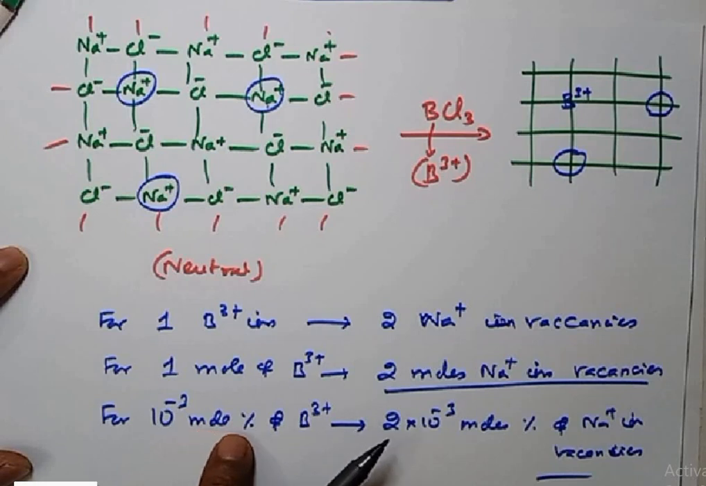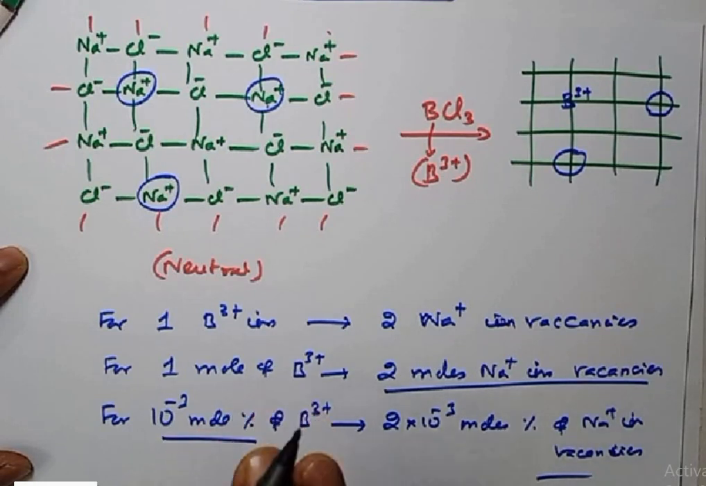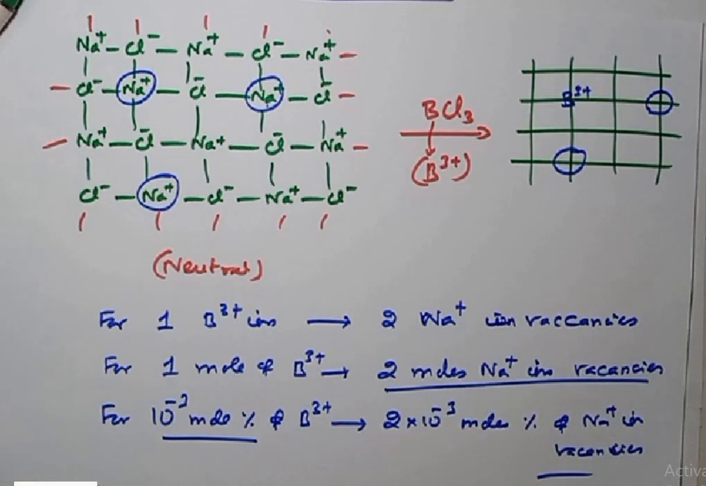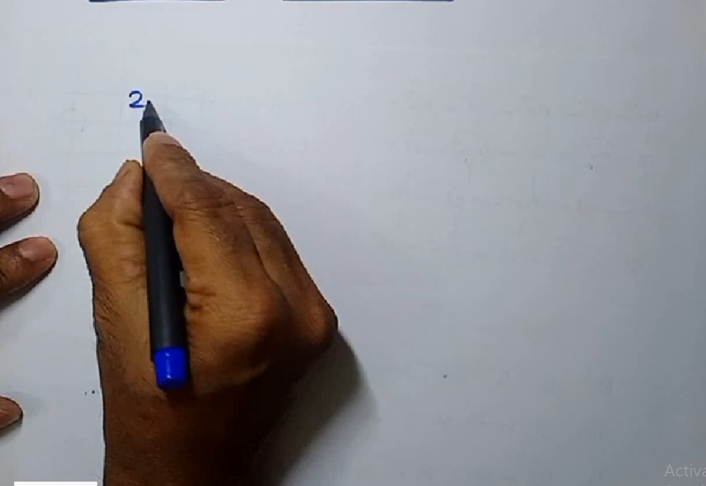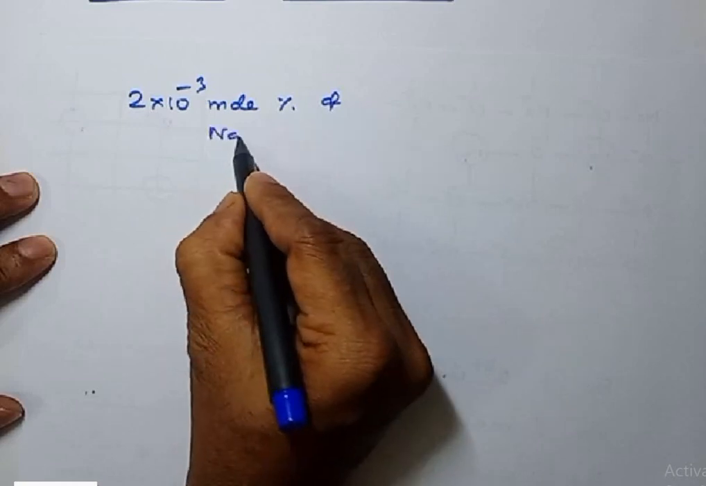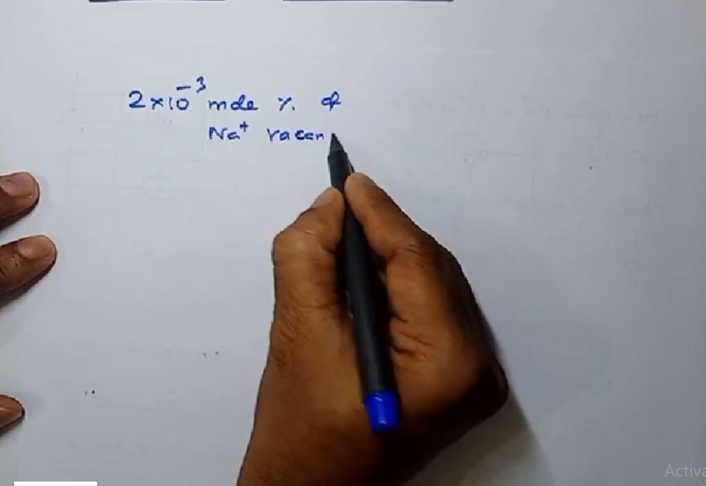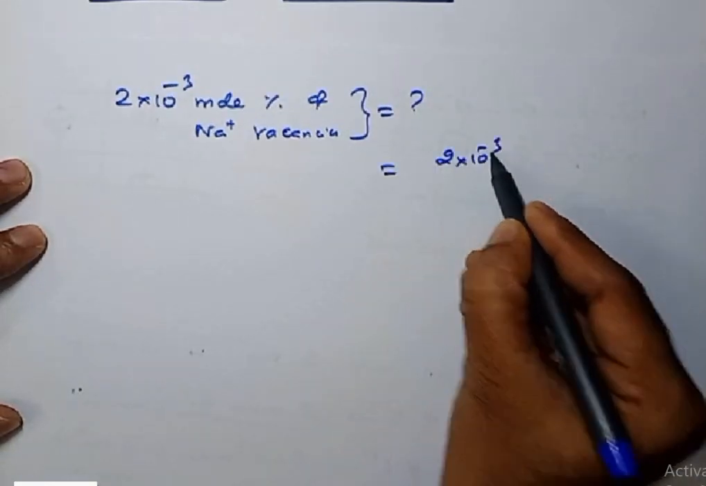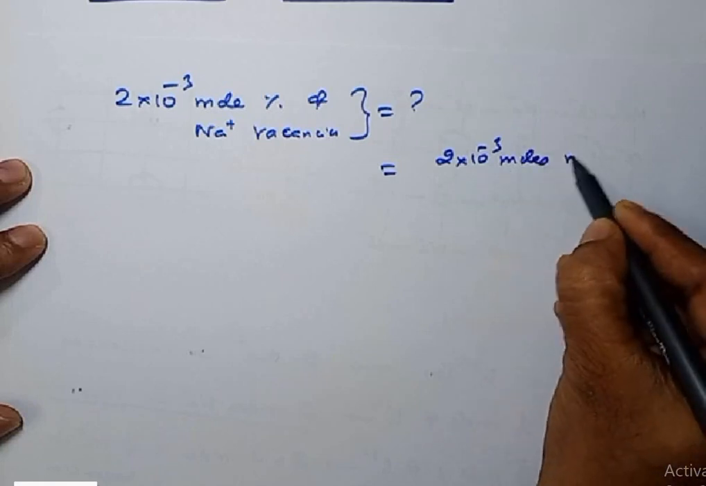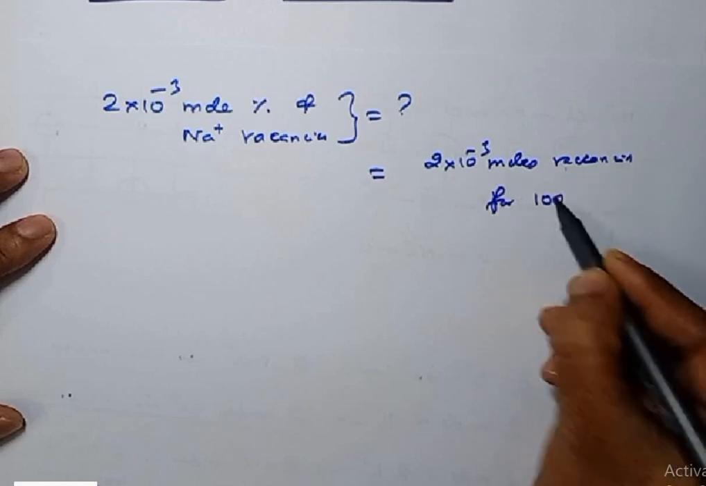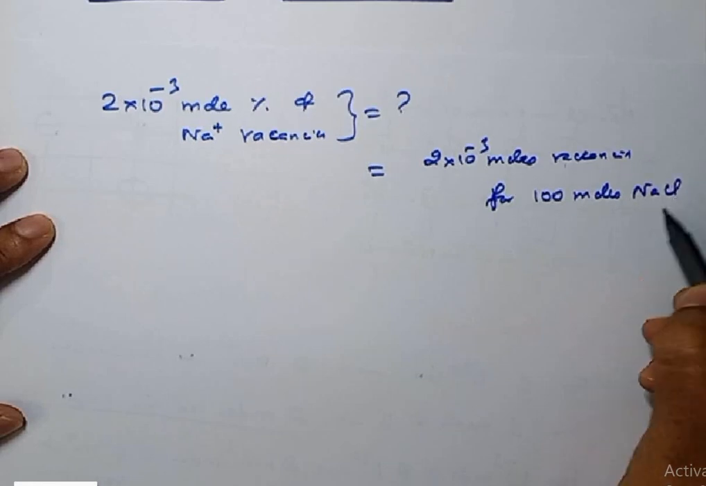Then for 10 power minus 3 mole percentage of B3 plus, there will be 2 into 10 power minus 3 mole percentage of sodium ion vacancy in the crystal. Is this clear? See, 2 into 10 power minus 3 mole percentage of sodium ion vacancy. What is the meaning? What does it indicate? It indicates 2 into 10 power minus 3 moles of vacancies for 100 moles of sodium chloride.